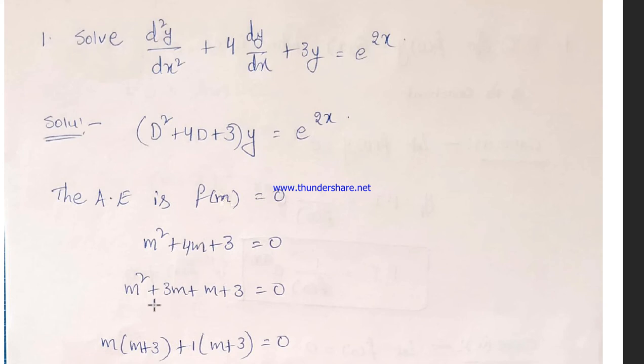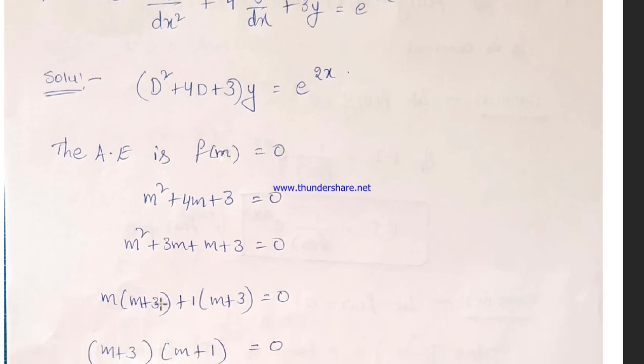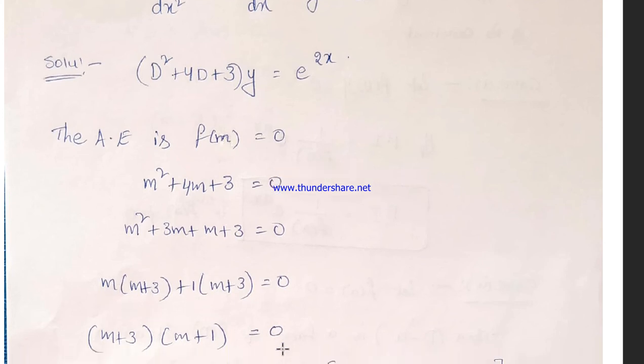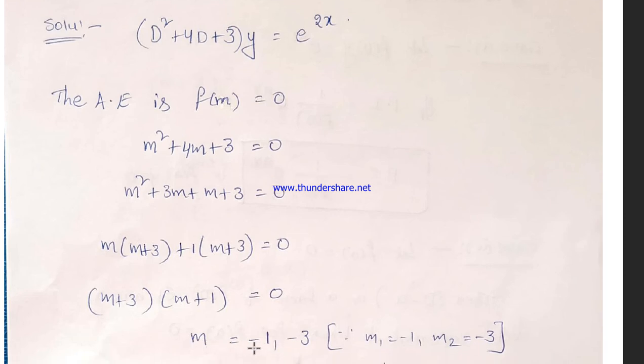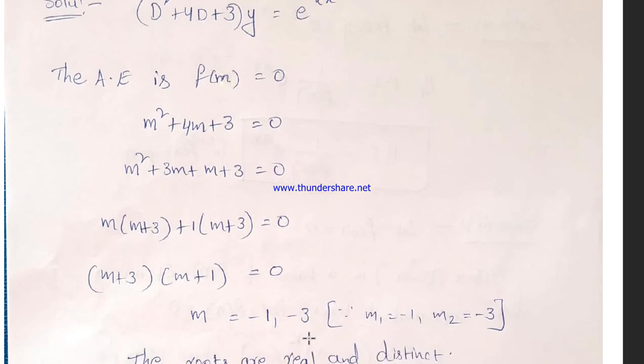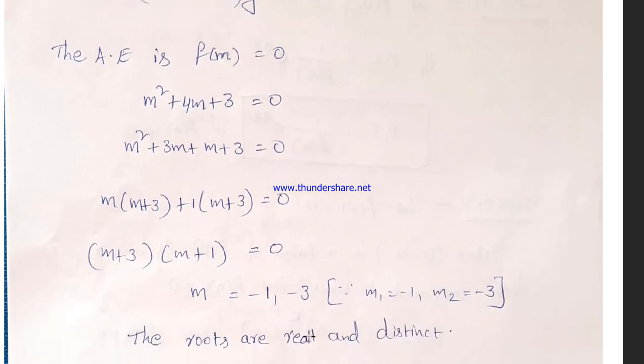So that's why we can write m square plus 3m plus m plus 3 equal to 0. So from these two terms m is common, m into m plus 3, plus from these two terms we can take 1 common, m plus 3 equal to 0. So totally m plus 3 is common, m plus 3 into m plus 1 equal to 0. We get two roots, m is equal to minus 1 and m is equal to minus 3. So the roots are real and distinct.